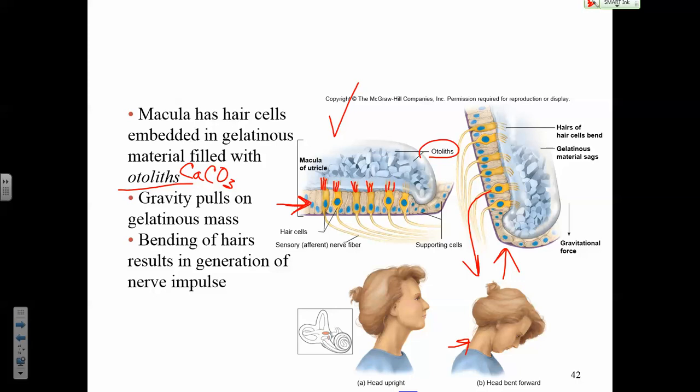Y'all familiar with crawfish? Crawfish have an organ, not exactly like this, but it helps them keep their balance and know when they're upside down and right side up. A crawfish does not have a very big brain. In fact, it's really tiny. If you've ever dissected a crawfish, you might remember some of this.